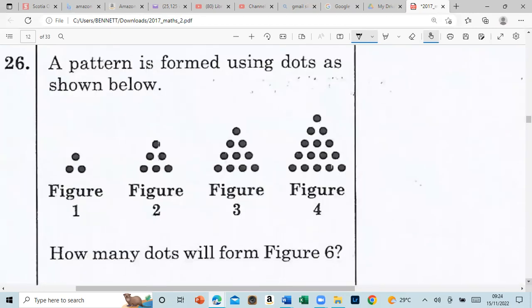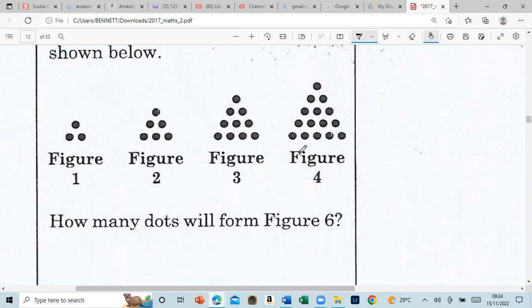Oh, this is a past CSEC question. I think I got it, you know. Alright, oh yeah, this is a past CSEC question. This came on a CSEC exam. I think it was the year 2019, I think.